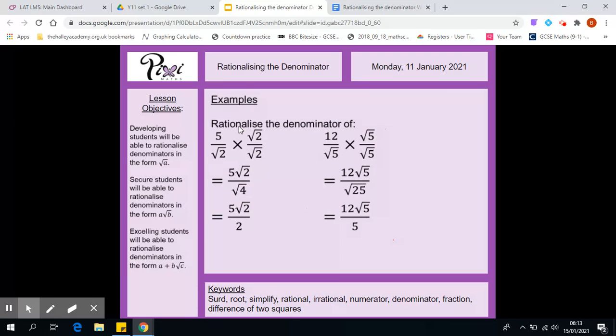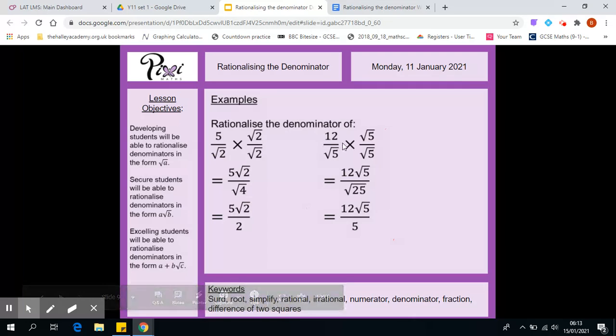Let's look at a first example. Rationalize the denominator. We have 5 over square root 2. It can be rationalized by multiplying by square root 2 on the numerator and denominator, which gives us 5 square root 2 over square root 4, because 2 times 2 gives you square root 4, and square root 4 can be converted into a rational number because square root 4 is 2.